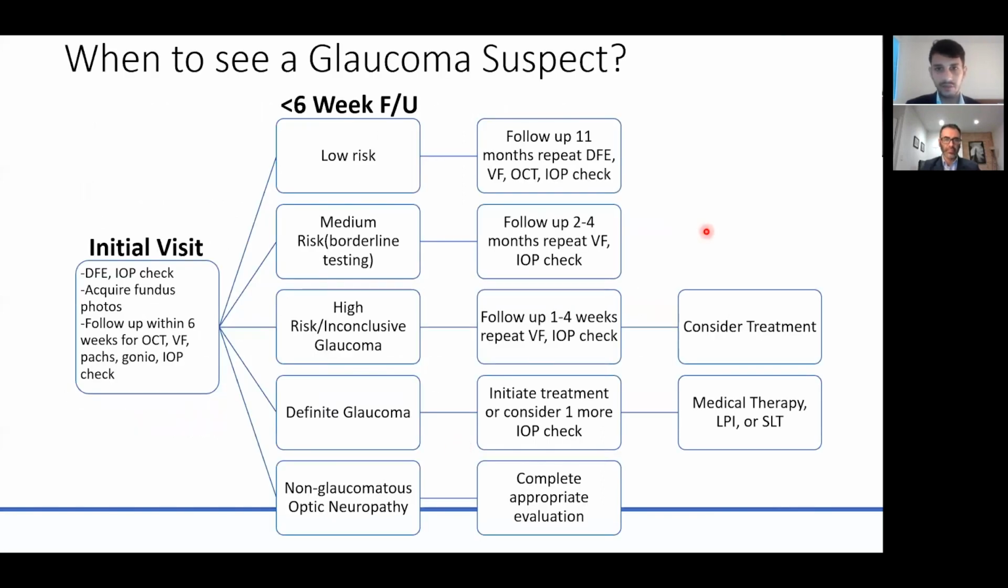So this is just a little workflow that we have. Assuming this is a patient I've seen for the first time on their initial visit, I'm dilating that patient probably 95% of the time, at least in my practice. I also get an IOP check. If I deem the patient a glaucoma suspect, then I'll also order a fundus photo to have a baseline of the patient's nerve. And then I usually follow up with the patient in about 6 weeks for an OCT, visual field, PACS, gonio, and another IOP check. I usually like to do it within 6 weeks.